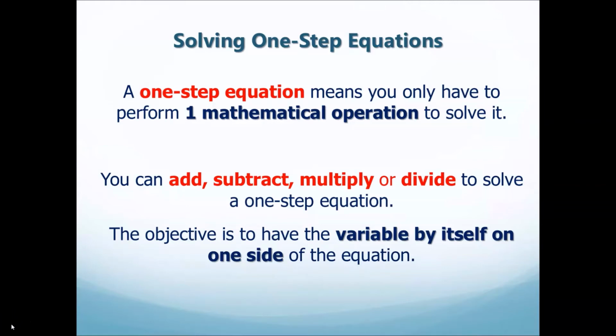When we say one-step equation, we only have to perform one mathematical operation in order to solve the equation. You can either add, subtract, multiply, or divide to solve that one-step equation, and therefore the objective is to have the variable by itself on one side of the equation.